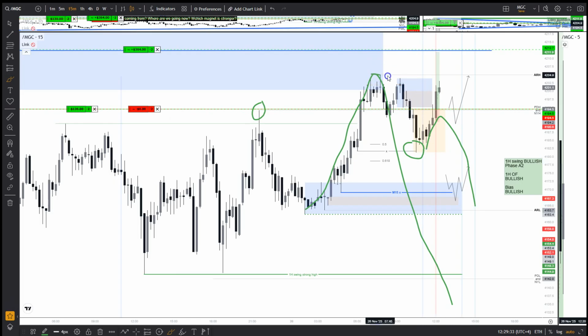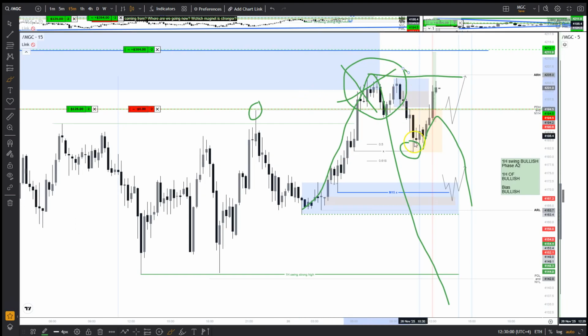Definitely, invalidation of this level would just invalidate the idea of the buy side liquidity sweep here in this area. So that might have been manipulation just to attract more sellers so that they could be exploited by buyers, by bulls, to produce another push.